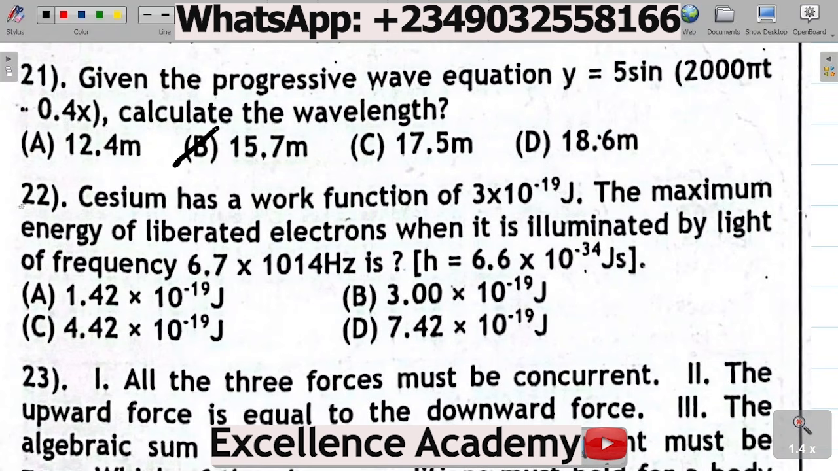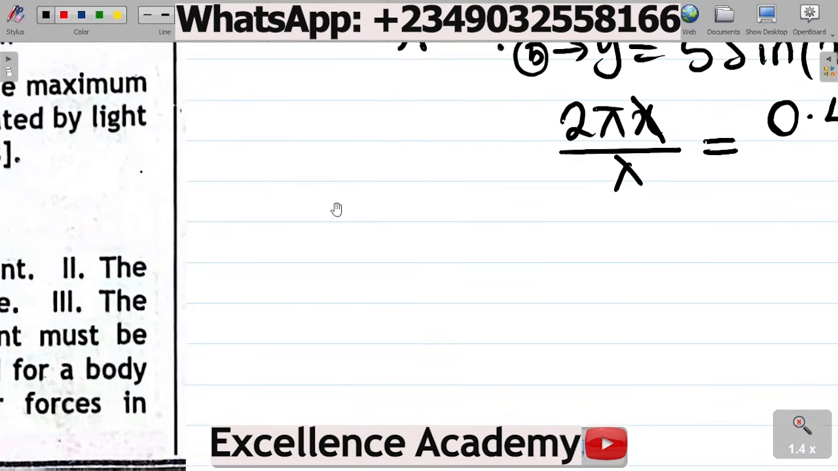Question 22 says cesium has a work function of 3 times 10 to the power minus 19 joules. The maximum energy of liberated electrons when it is illuminated by light of frequency 6.7 times 10 to the power 14 hertz is, they give you h, that's Planck's constant, as 6.6 times 10 to the power minus 34 joule seconds. So you have option A, option B, option C, and option D. How do we solve this question?